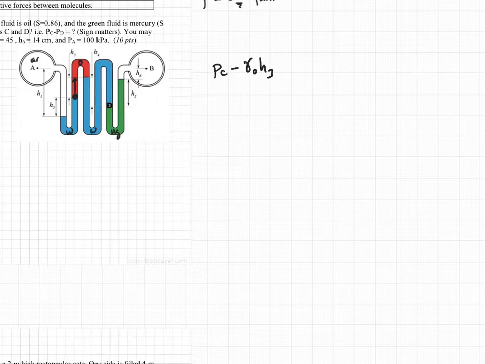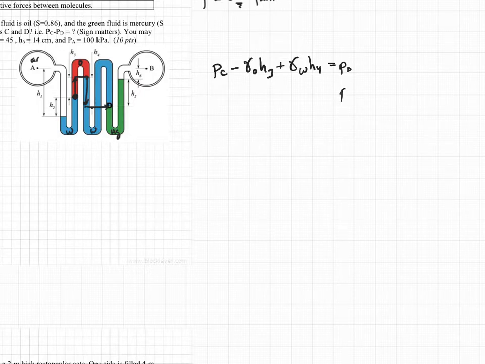Now I'm going to go from here to here, so that's a lateral move, so it doesn't affect the pressure. And then I'm going to go down, so when I go down, I add, and that's water, so gamma water times H4. And then I'm going to go lateral to there, so no change, so that's going to give me equals PD. That's really what I was expecting. People did a lot of interesting things.